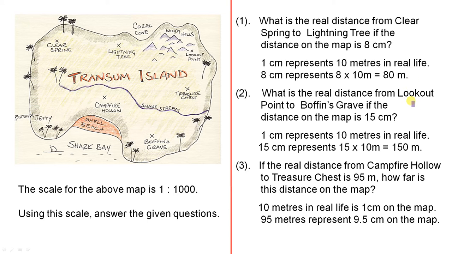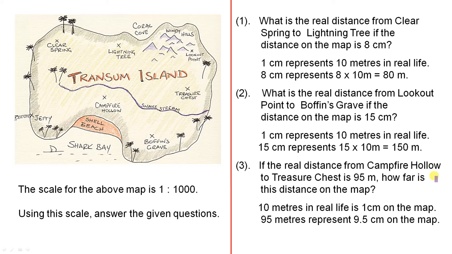Number 2. What is the real distance from Lookout Point to Boffin's Grave if the distance on the map is 15 centimetres? So 1 centimetre on the map represents 10 metres in real life. Therefore 15 centimetres represents 15 by 10 metres, which equals 150 metres.